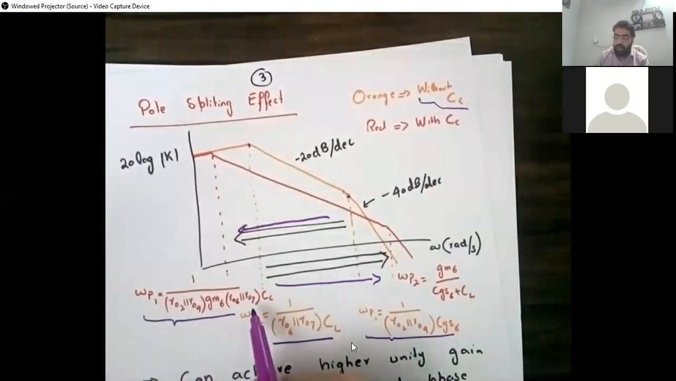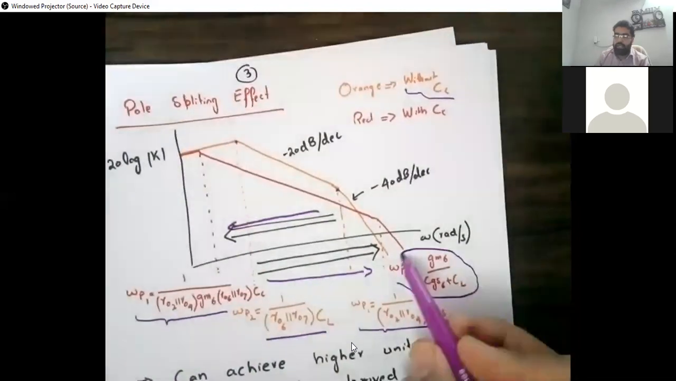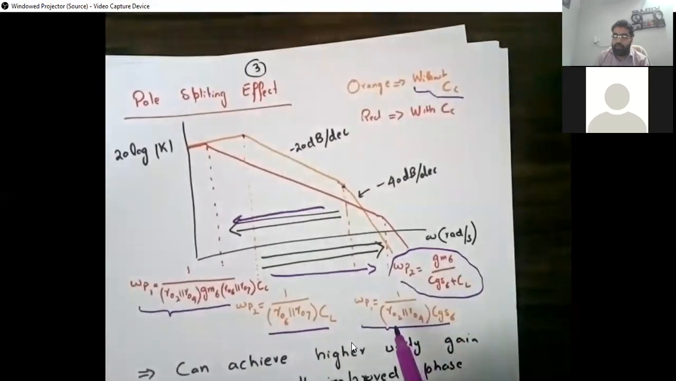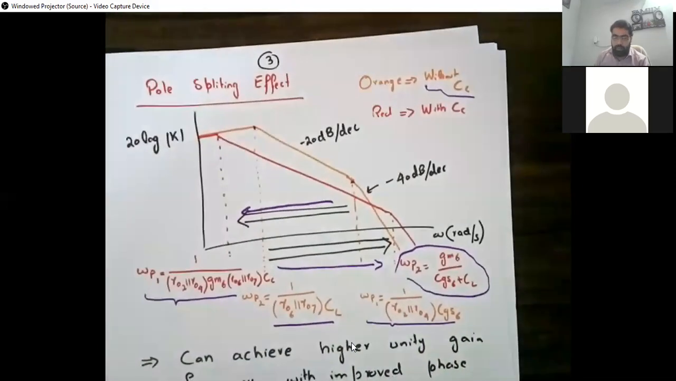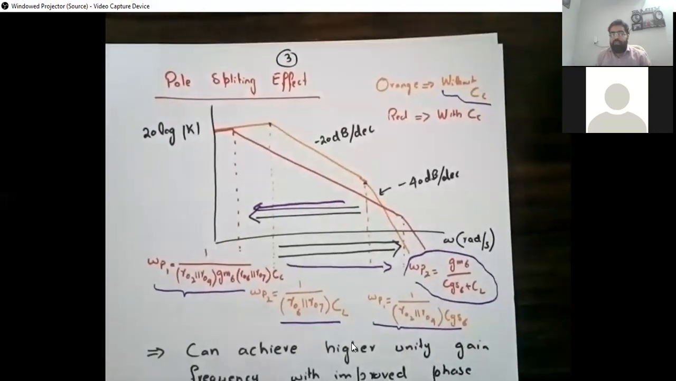And then we are going to have omega P2. Omega P2 is on the right hand side, GM6 divided by CGS6 plus CL, जो हम लोगों ने अभी expression देखा है. ये clear है plot सबको कि how the pole splitting is happening because of the frequency compensation. This is something similar to what, if you recall, 2 lectures back, we saw in frequency compensation, where we were adding the capacitor and the pole was splitting. So one pole was becoming dominant and the other pole was becoming non-dominant.